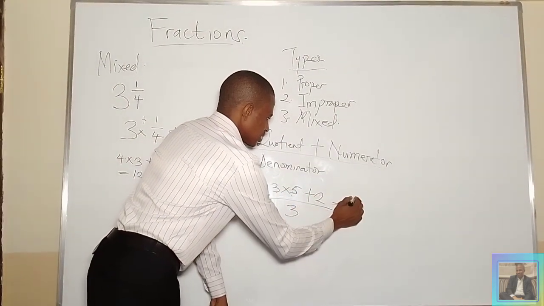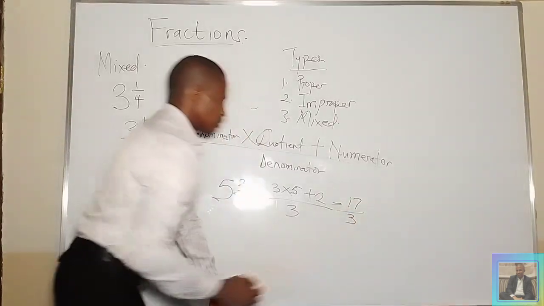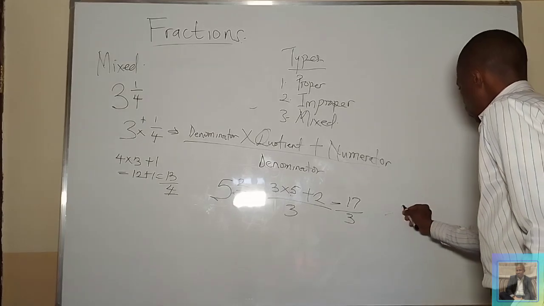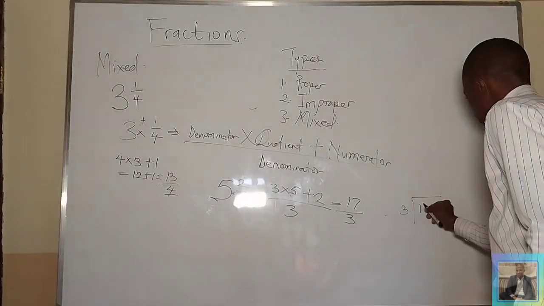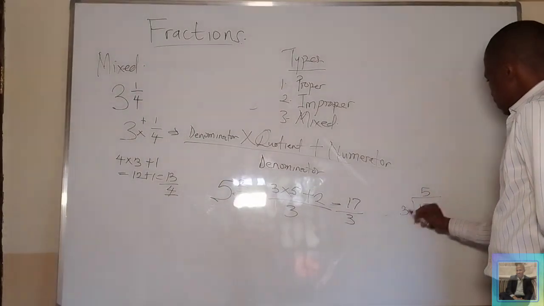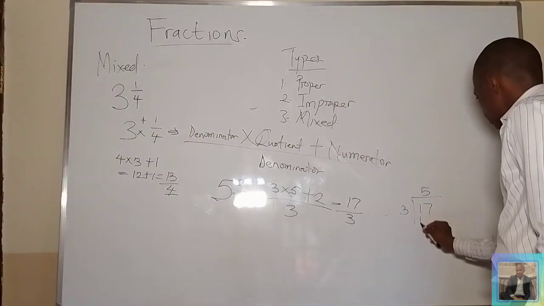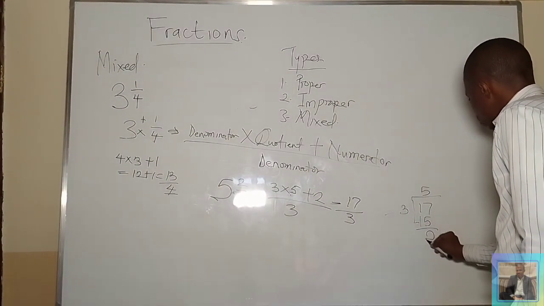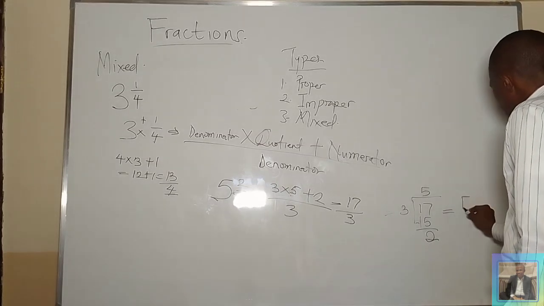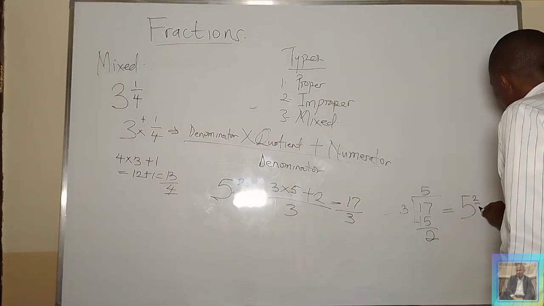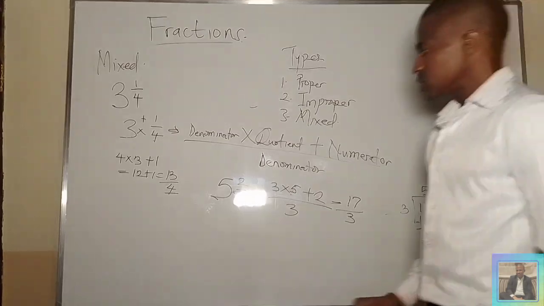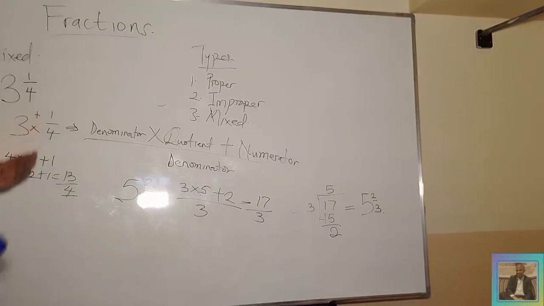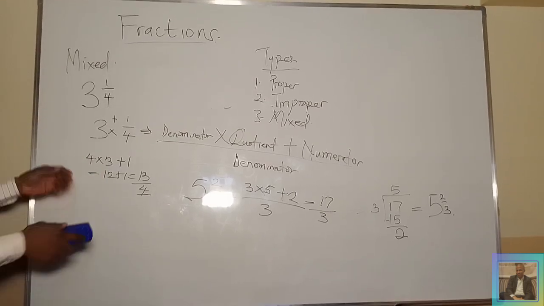We can just convert it also. How many 3 can we find in 17? That's 5. 3 times 5, 15. When we take away 15 from 17, it will give us 2. So what do we have? 5 whole number, 2 over 3. This is how to convert from improper fraction to mixed fraction and from mixed fraction to improper fraction.